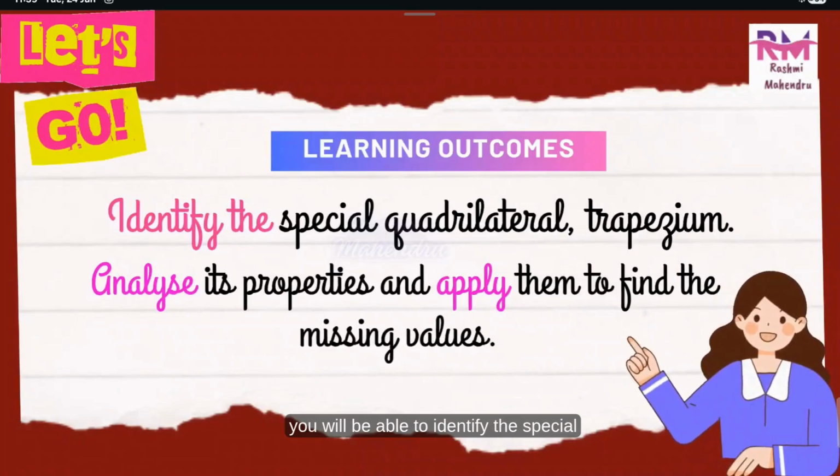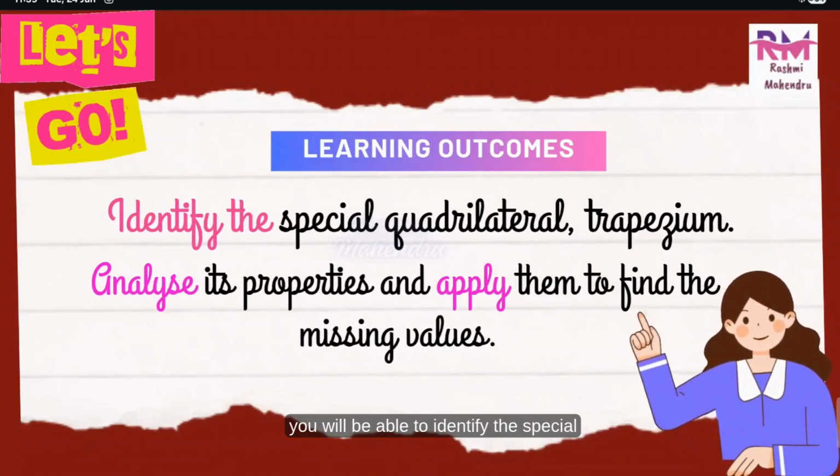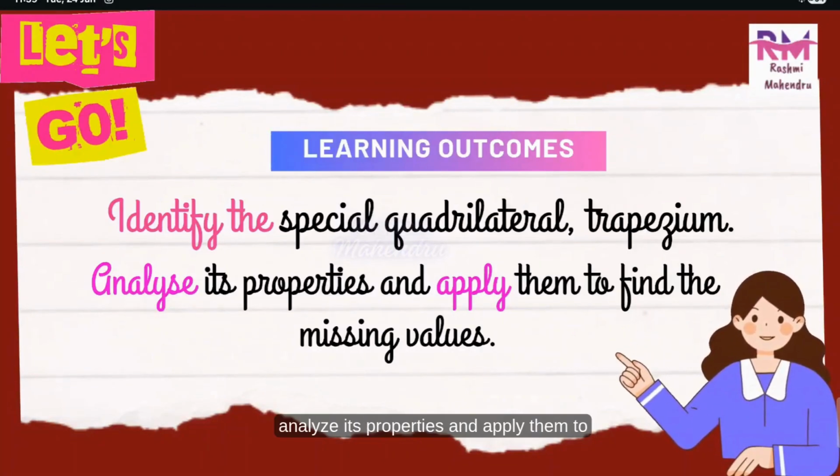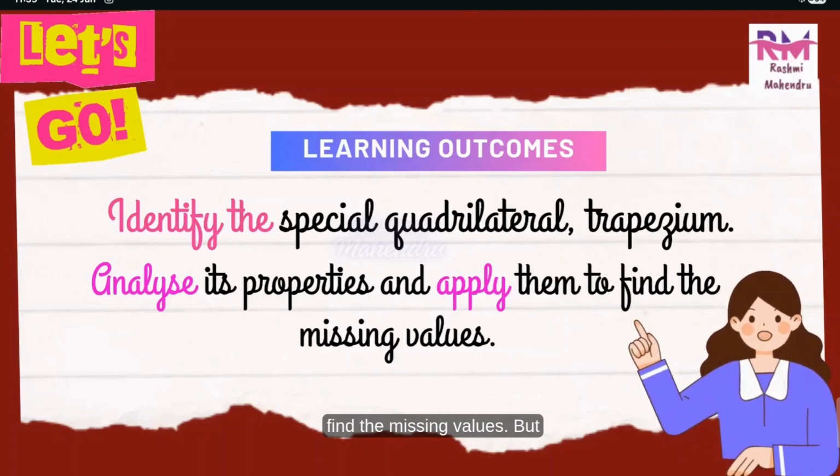After this module, you will be able to identify the special quadrilateral trapezium, analyze its properties and apply them to find the missing values.